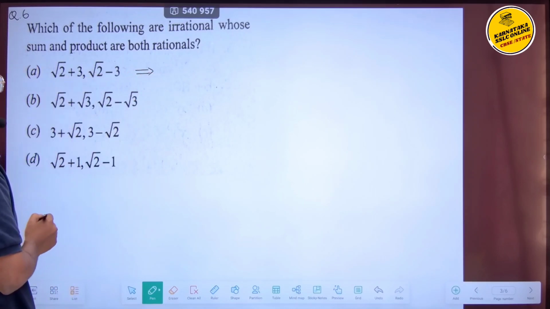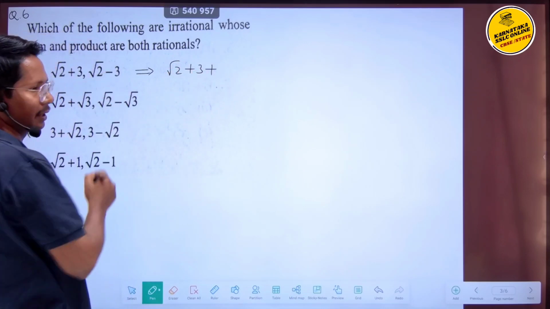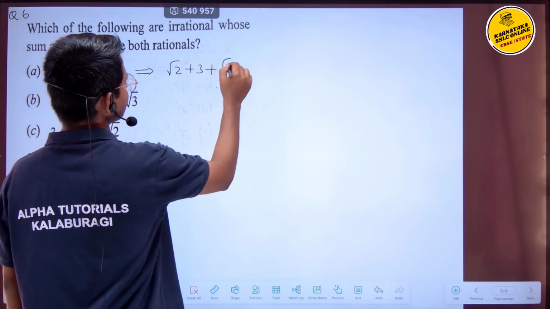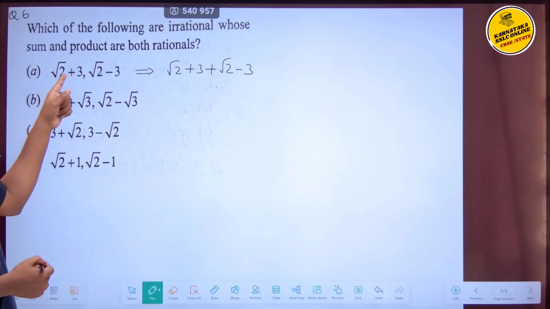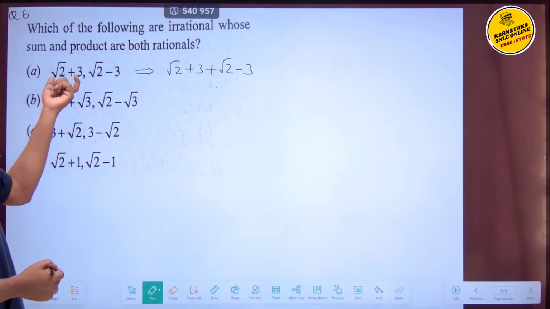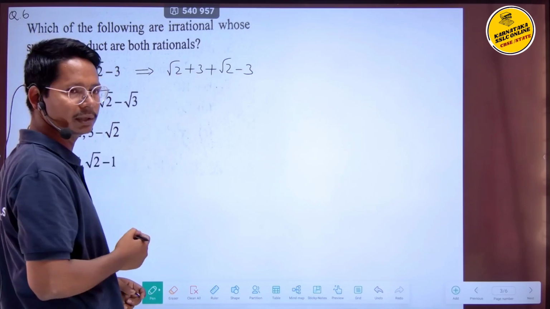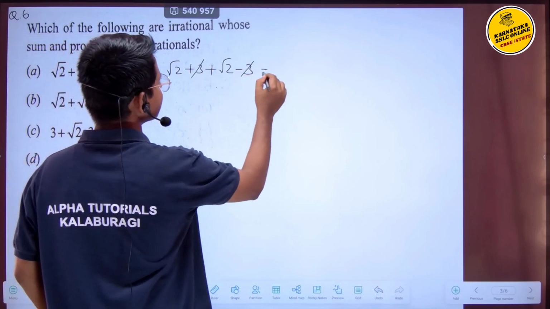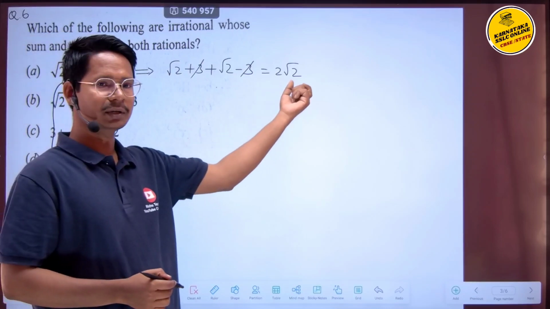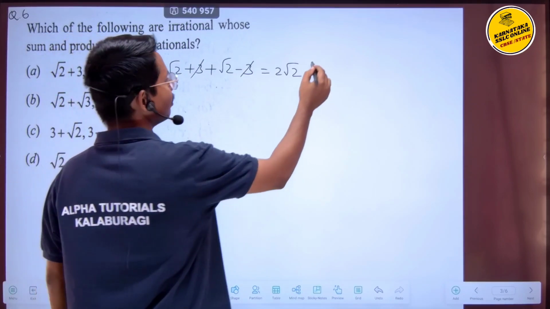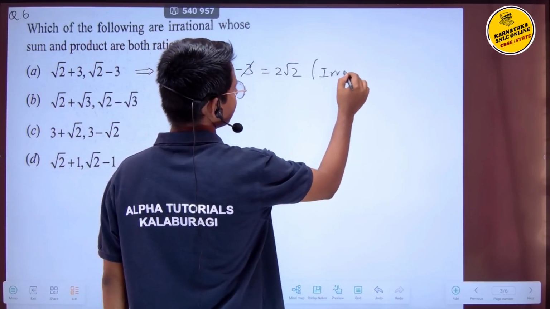So if I add these two numbers, it is root 2 plus 3, plus I'm adding the next irrational number, root 2 minus 3. See, this complete number is irrational because irrational plus rational is irrational. So I consider the first term as irrational. Similarly, the second term is also irrational. So I'm adding both the terms. Here plus 3 and minus 3 get cancelled. Root 2 plus root 2, you'll get 2 root 2. So again root 2 is irrational. Irrational into rational is going to be irrational. But we want the answer to be rational. So here we are getting irrational.